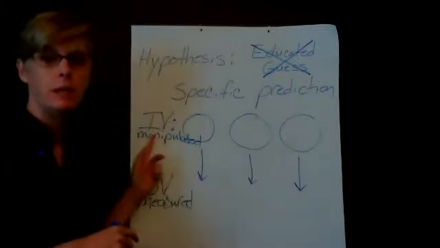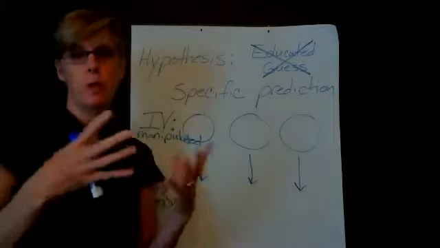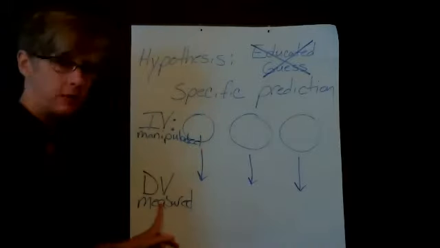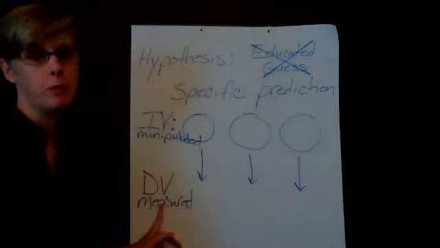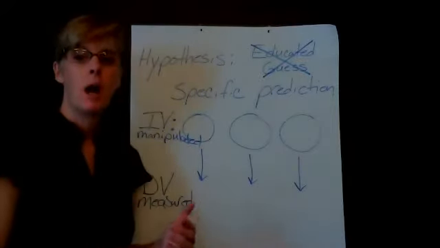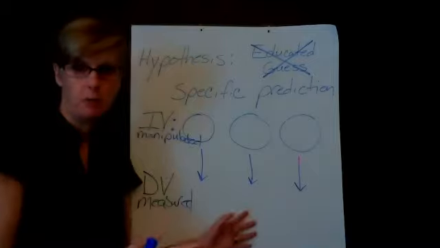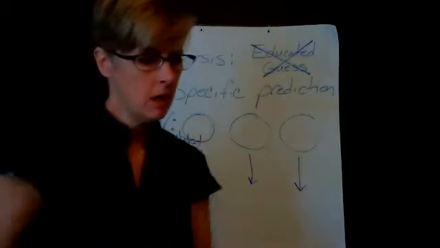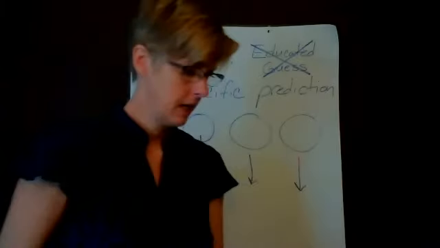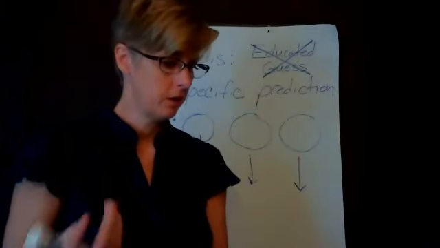So the IV is what I manipulated: I randomly assigned the children to what kind of praise to get. The dependent variable was measured later. It always comes later in time, so that's one way to try and keep them straight. And it's the same, they have the same problems that they're doing, and I'm just counting how many did you attempt.